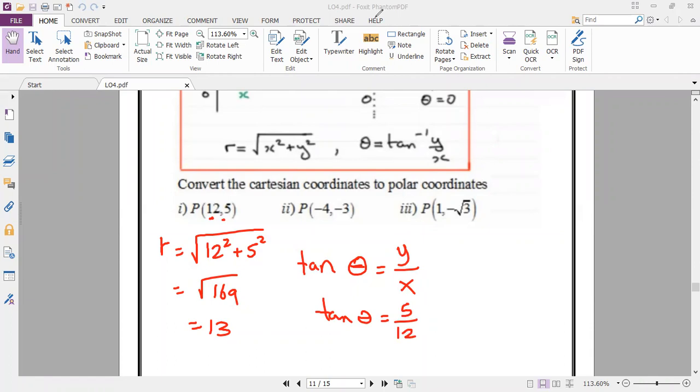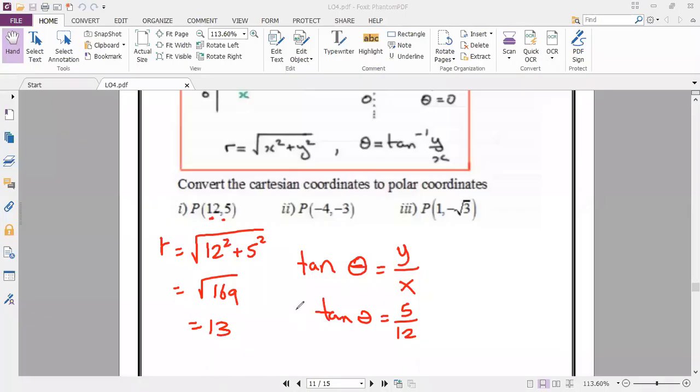And by using the calculator, shift tan 5 over 12, it will be 22.6. The angle is 22.6 degrees. So the polar coordinates are (13, 22.6). That's it.